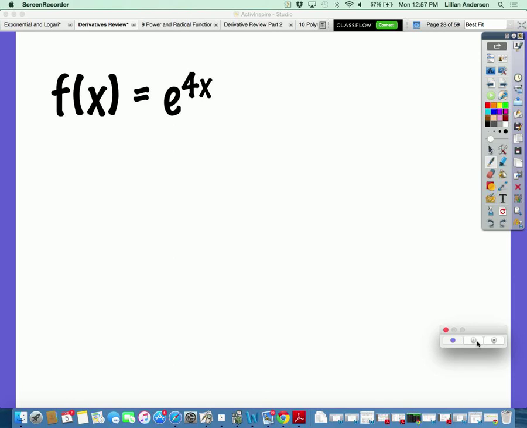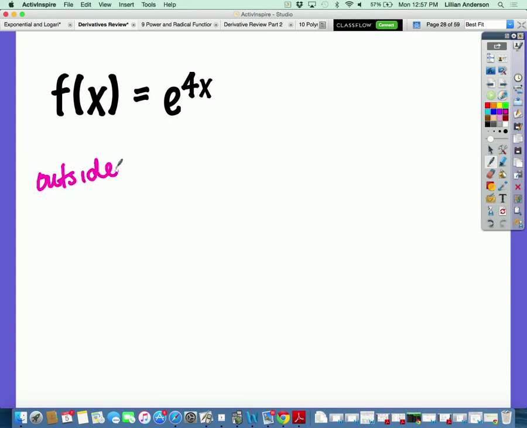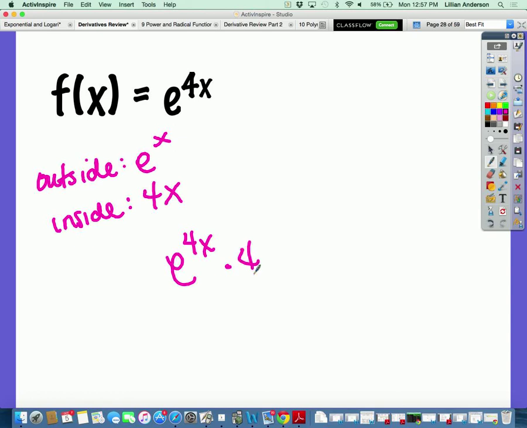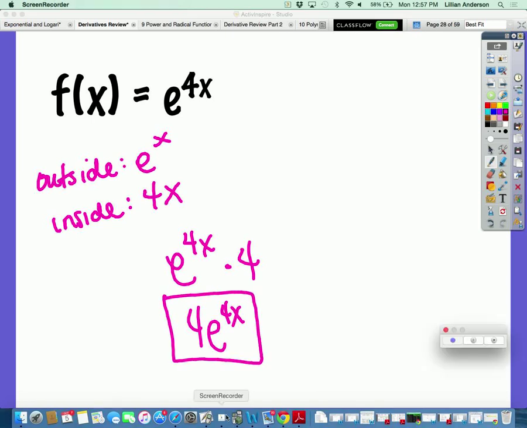Alright, you have your outside. Your outside is e to the x, and your inside, the function that went into e to the x, is 4x. So what's the derivative of e to the x? It's e to the x, but I'm not going to write x, I'm going to write 4x, and then multiply by the derivative of my inside, so it is 4 e to the 4x. I did it.